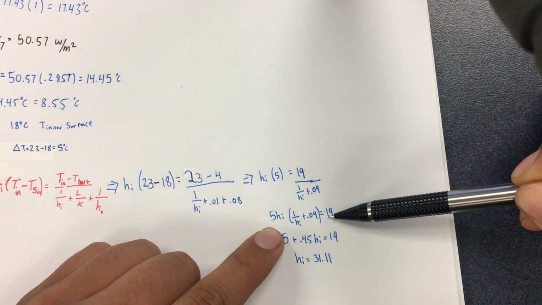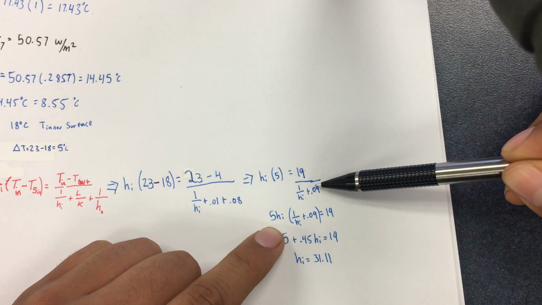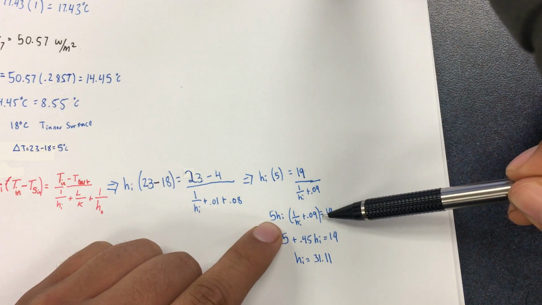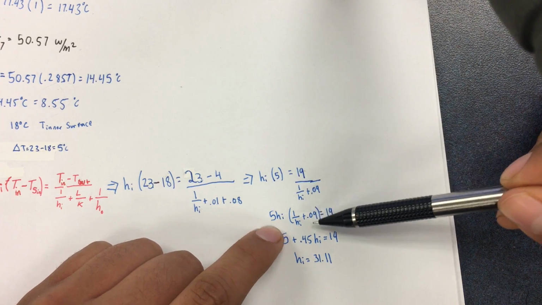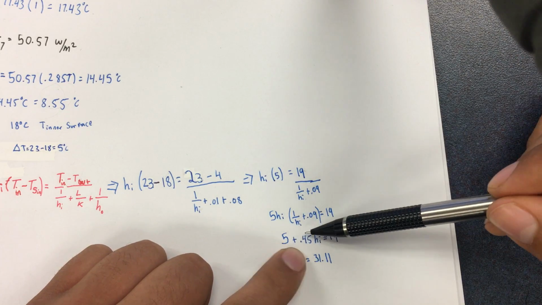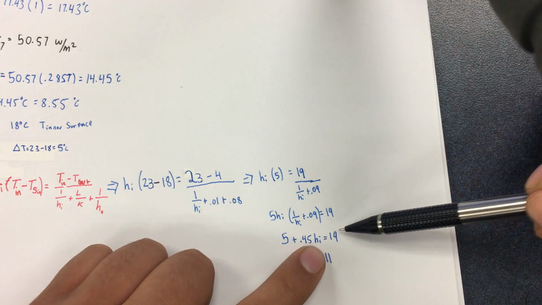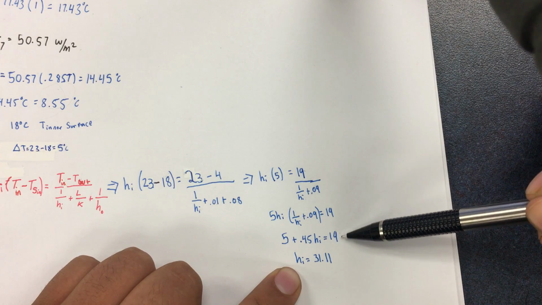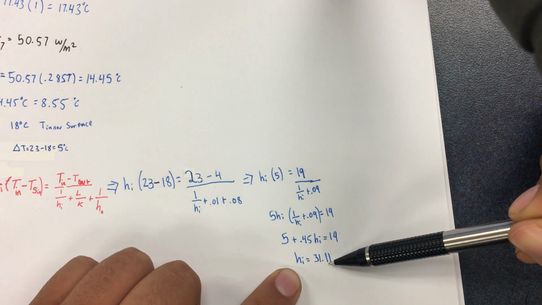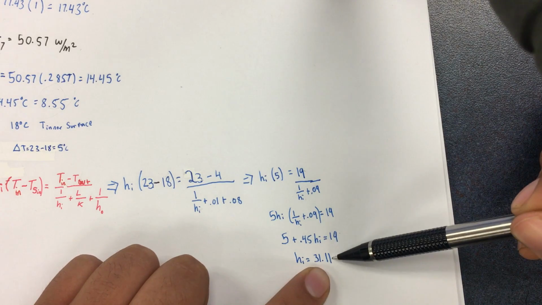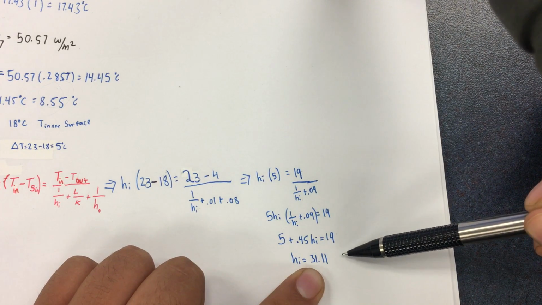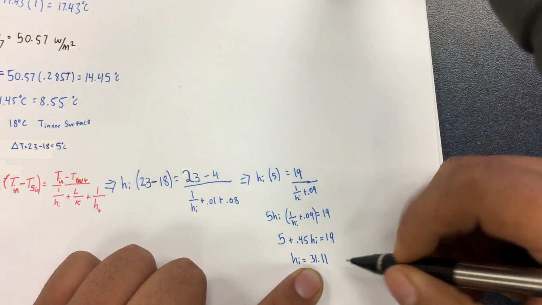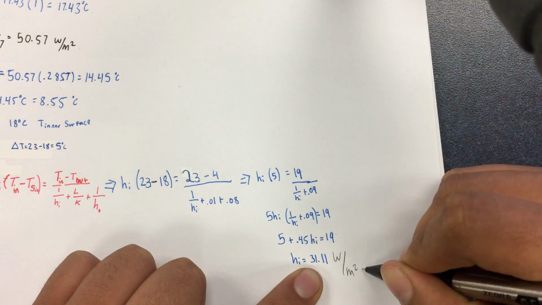And just simplifying it out, we distribute it and multiply this over, distribute again, 5 plus 0.45 h equals 19, and you subtract 5 and divide by 0.45, and you get an h value of 31.11, and that's in watts per meter squared Kelvin.